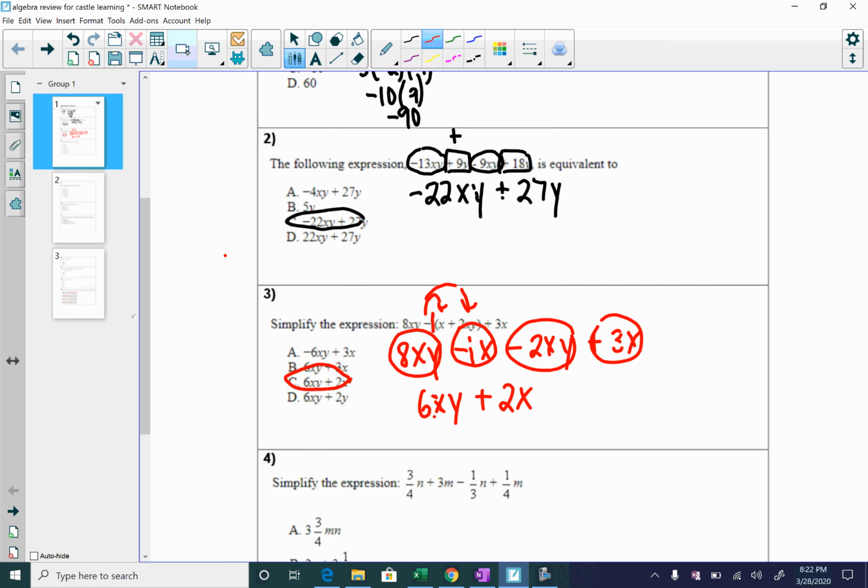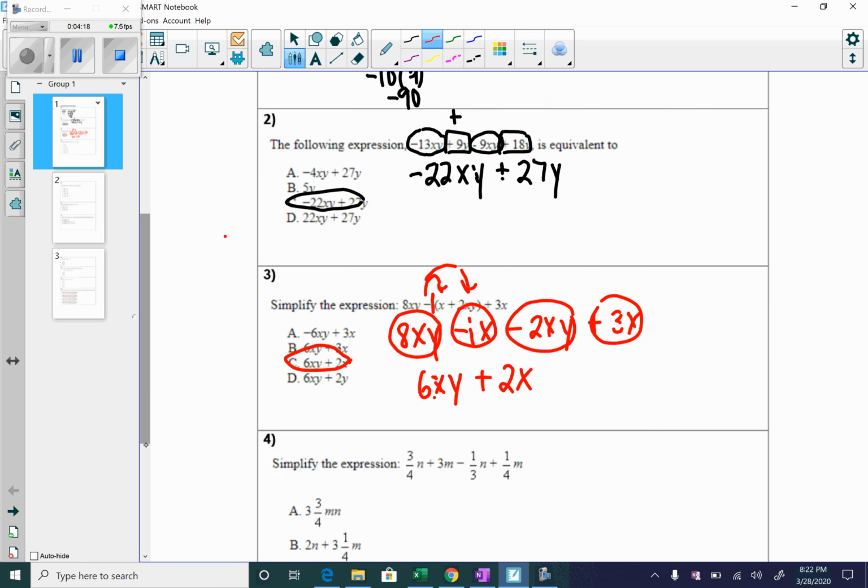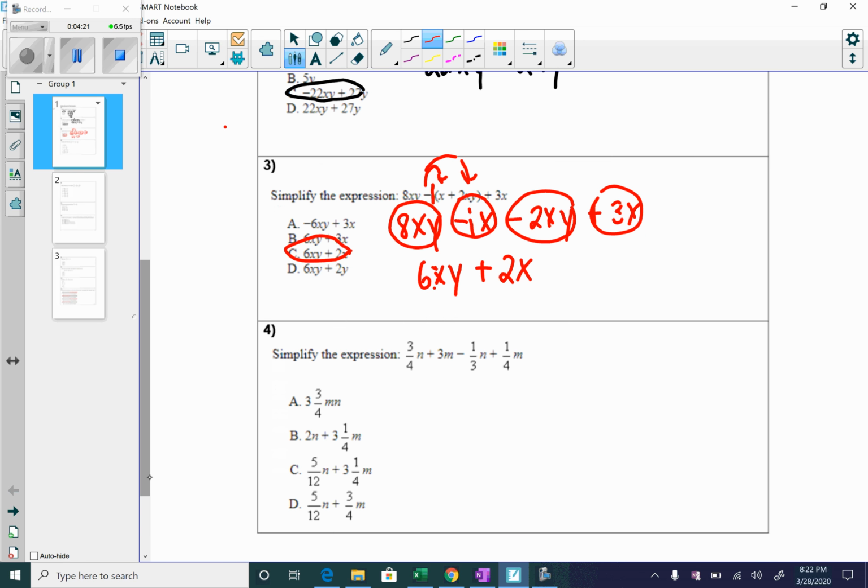So for number 4, we're going to simplify by combining like terms. Don't let the fractions upset you. You have a calculator, you obviously can use it and type in anything you want. So I'm going to combine the n's first. So 3/4 n plus -1/3 n. If I type that into my calculator, it's going to give me 5/12 n.